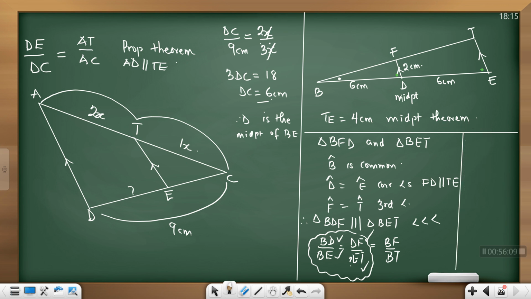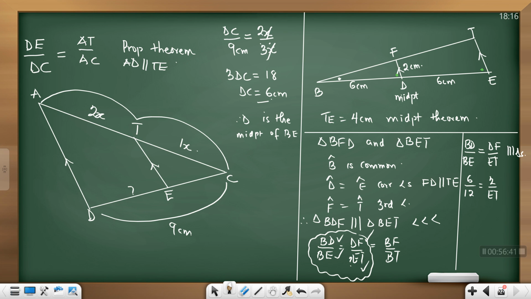So what do I have? I'll come here and say BD over what? I don't have to use the 3. Equals to what? DF over what? ET. Reason? Similar triangles. Can you see it's long? But it's important. What are BD? 6. What is BE? 12. What is DF? 2. What is that? If you cross multiply? 4.